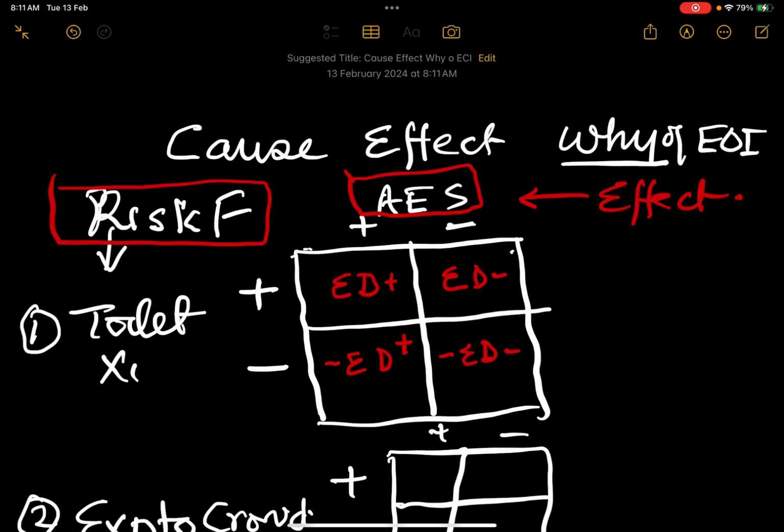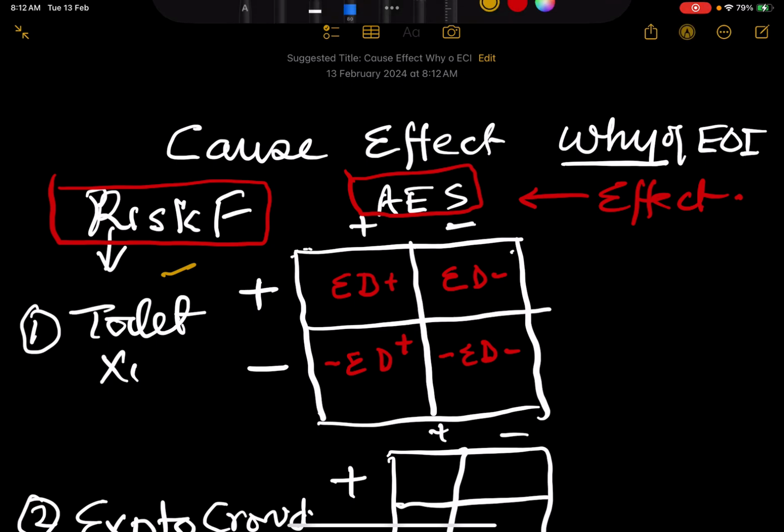Then the why question. The studies of risk factors and how much can they cause the effect. So the cause-effect association, the why, the study of risk factors. For example, risk factor for whether AES would occur or not is whether there is no toilet in the house.